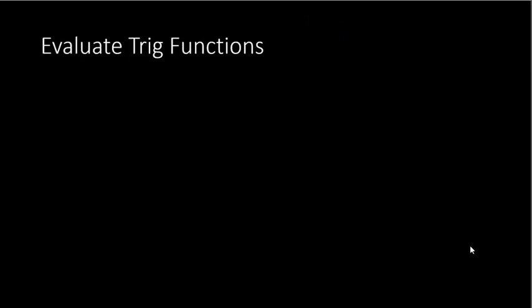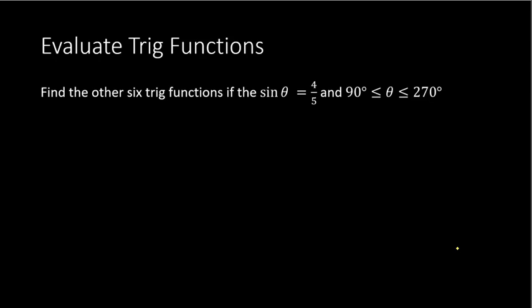So now, using that information, let's try to figure out this problem. If you're told to find the other 6 trig functions if the sine of theta is equal to 4/5 and theta is between 90 and 270 degrees, how would we set this up?